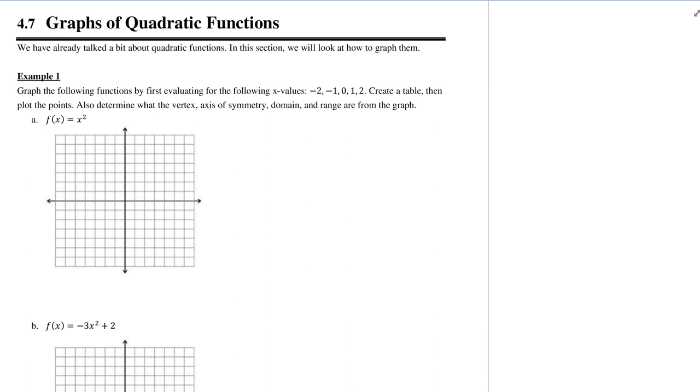Hey everyone, welcome to section 4.7 in the book. Now we're going to be taking a look at graphs of quadratic functions. So remember in chapter 3 we talked quite a bit about working with them, but we haven't actually talked about graphing them. So where I want to start here is with example 1.